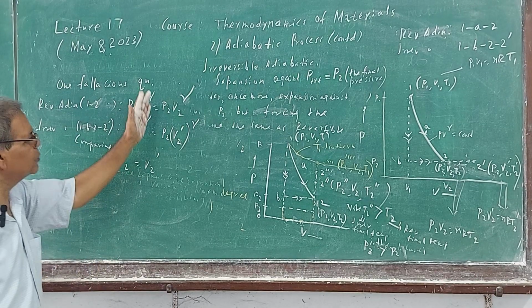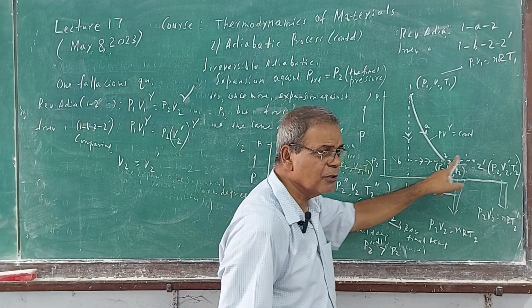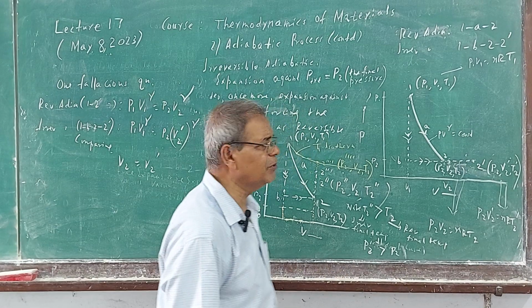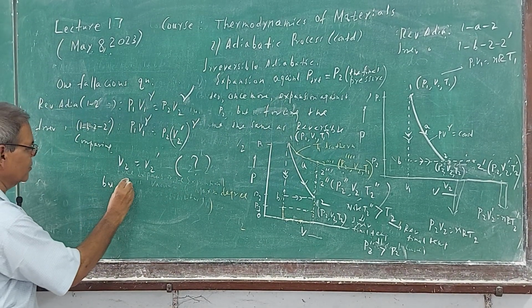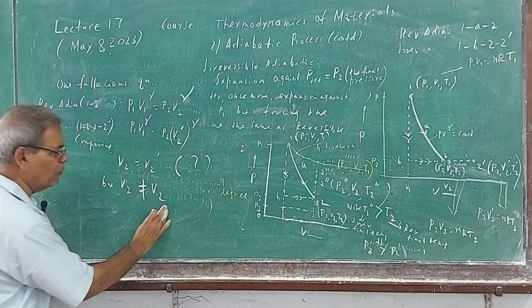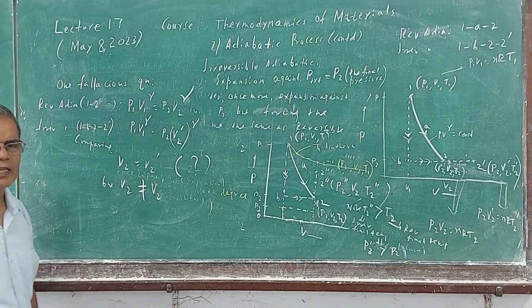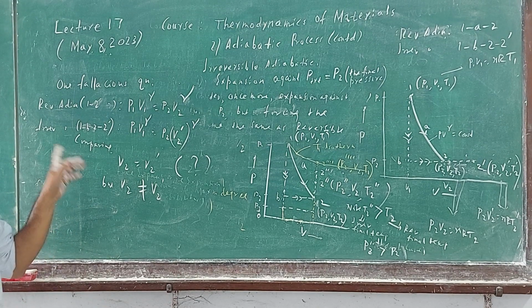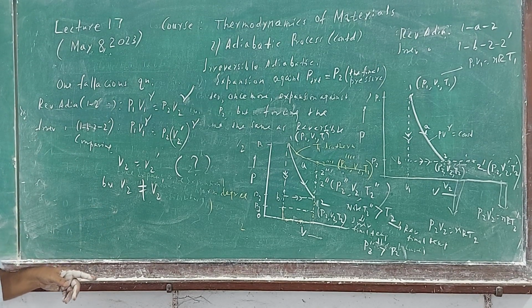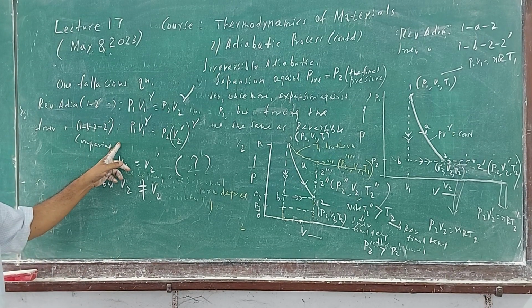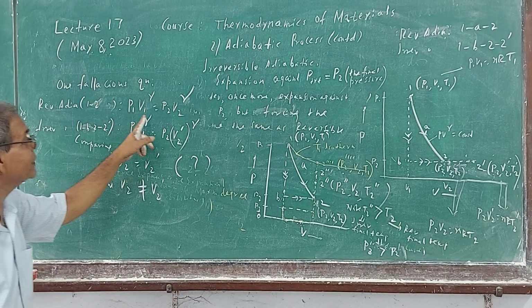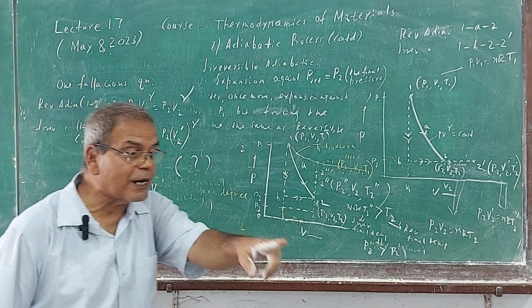But this side same, P2 is same. But V2 is V2 and question mark. But V2 is not the same. Then how will we resolve this? Can anyone resolve it very quickly? What went wrong? Why should it not apply? Because it is irreversible adiabatic. That rule, PV to the power gamma, applies to reversible adiabatic.